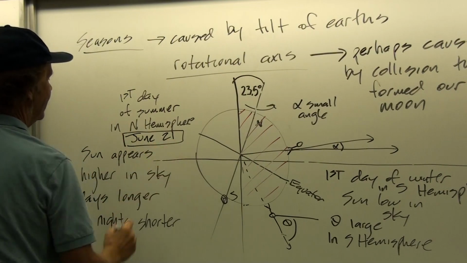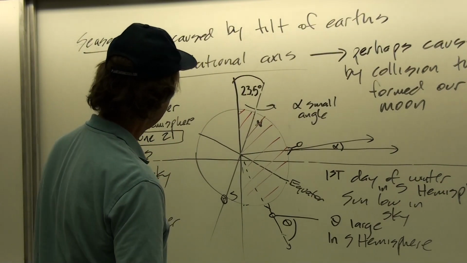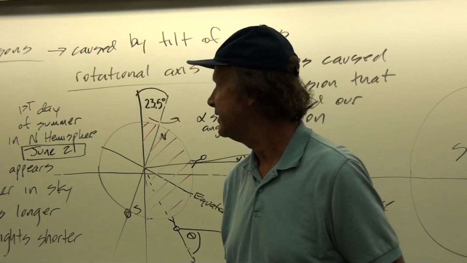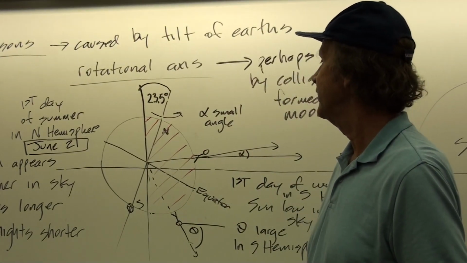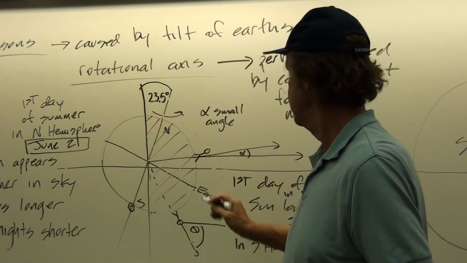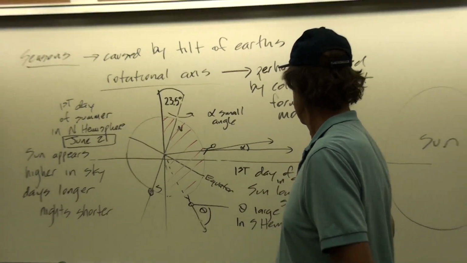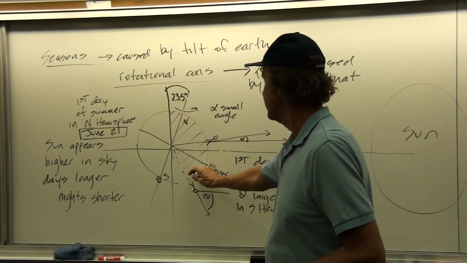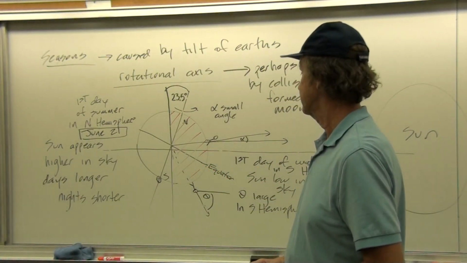This date can change slightly, but that is when the days are the longest and the nights are the shortest in the northern hemisphere. But the reverse happens in the southern hemisphere, where the days are the shortest and the nights are the longest.